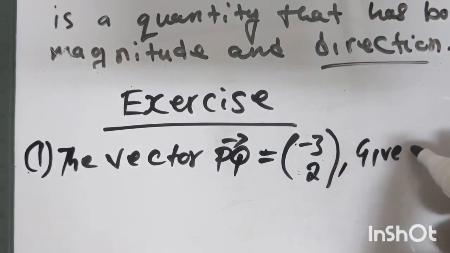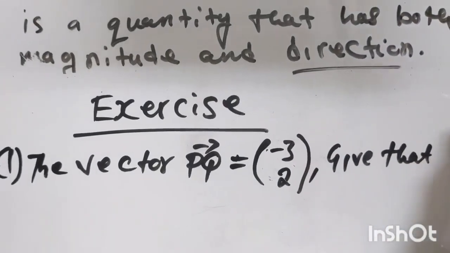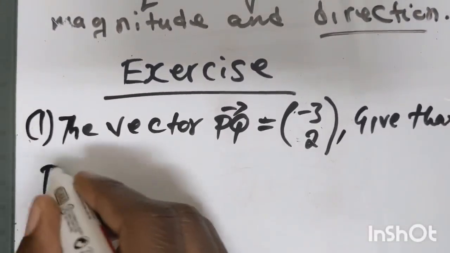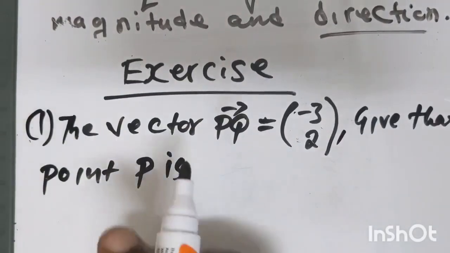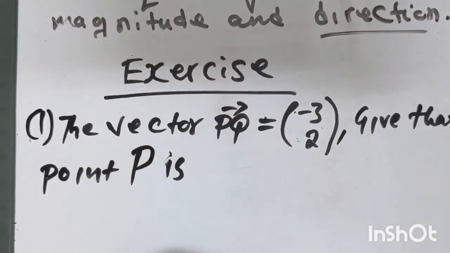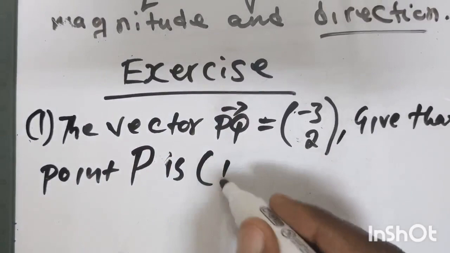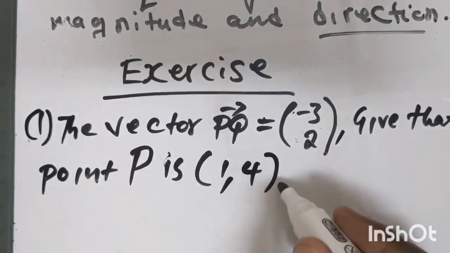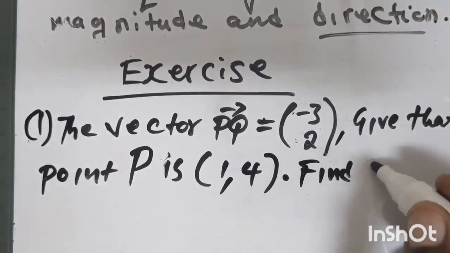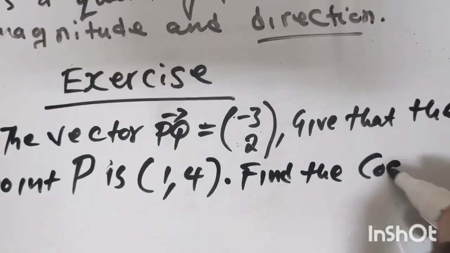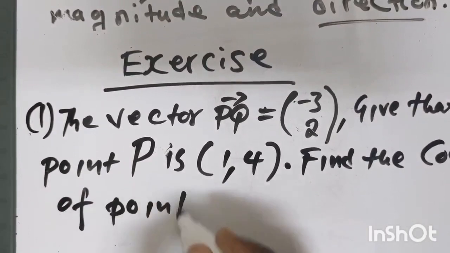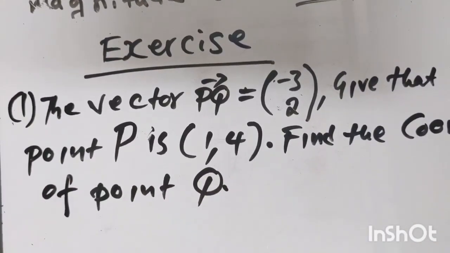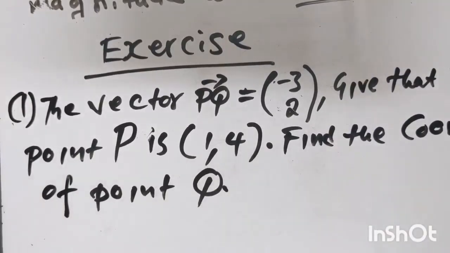Then given that the point P is (1, 4), find the coordinates of point Q. Find the coordinates of point Q. That is the question that you're going to solve.